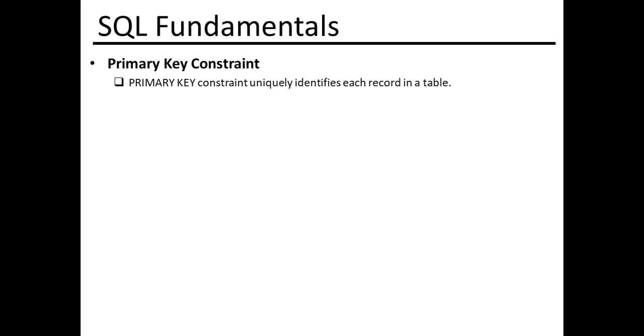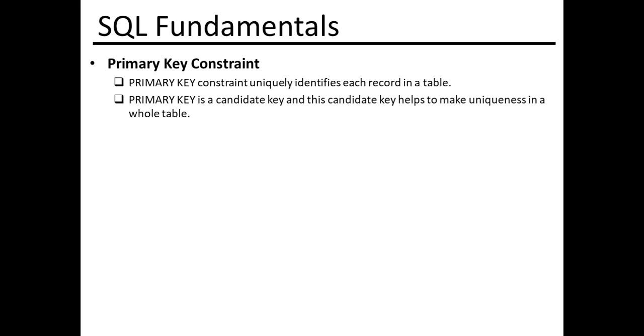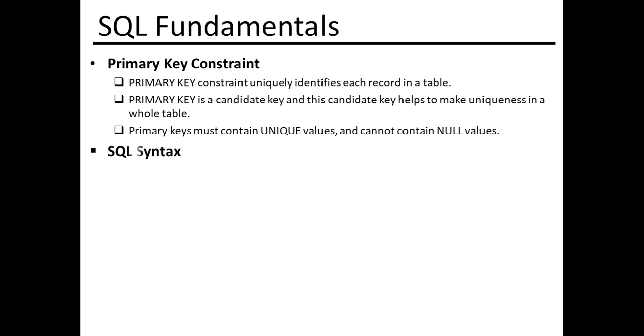Primary key constraint. A primary key constraint uniquely identifies each record in a table. A primary key is a candidate key, and this candidate key helps to make uniqueness in the whole table. A primary key must contain unique values and cannot contain null values.